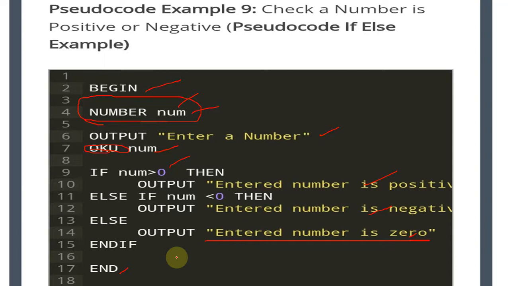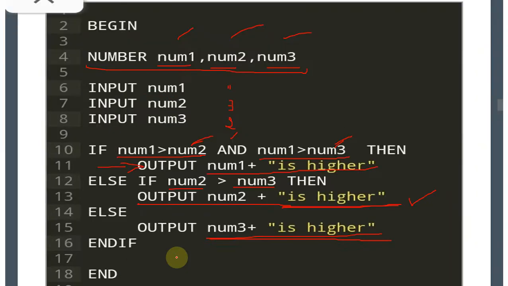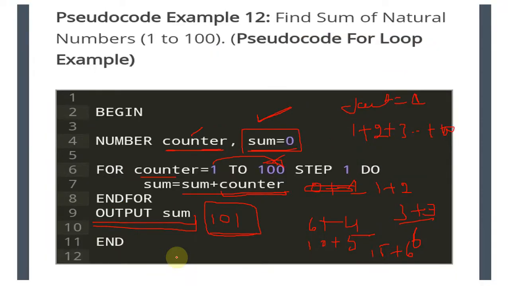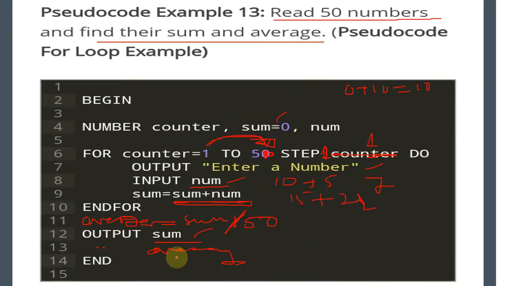Next, again check whether a number is positive or negative, so write pseudocode. Again, this is to compare three numbers, say num1, num2, num3. Next, it is to print numbers from 1 to 100. It is to find the sum of natural numbers from 1 to 100. It is to read 50 numbers and find their sum and average.